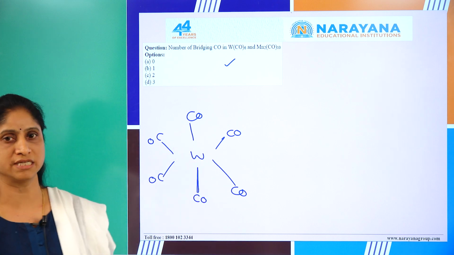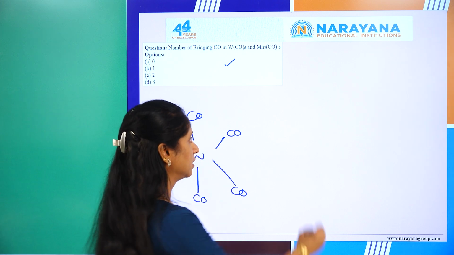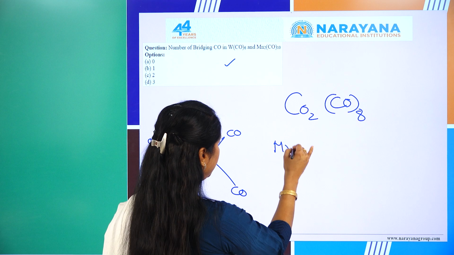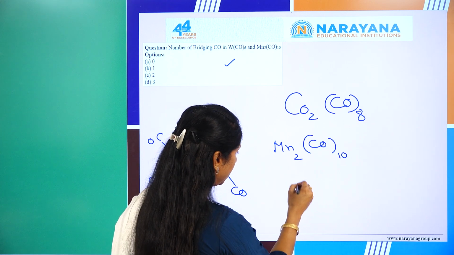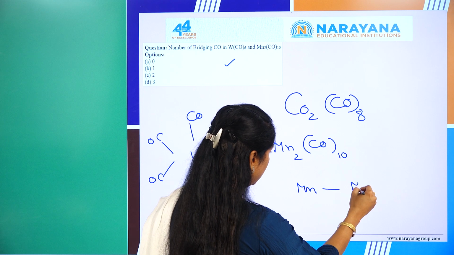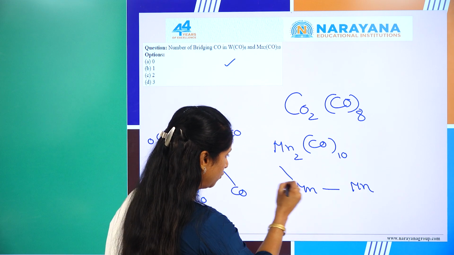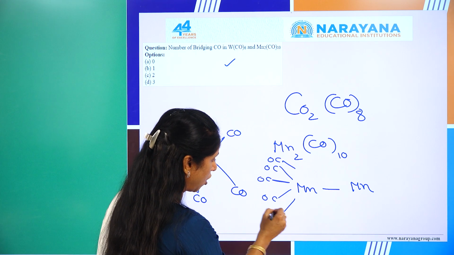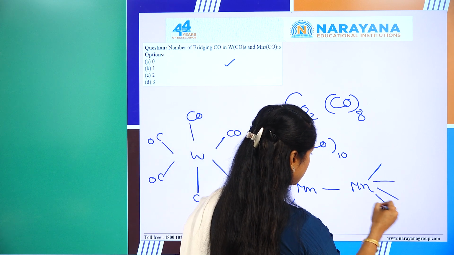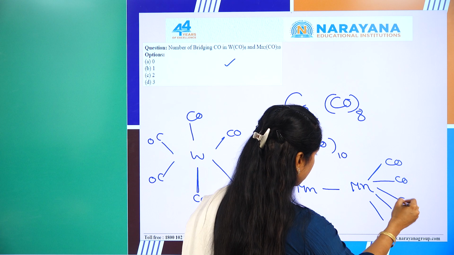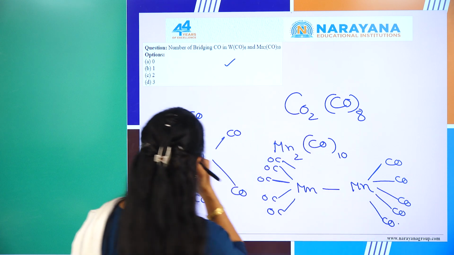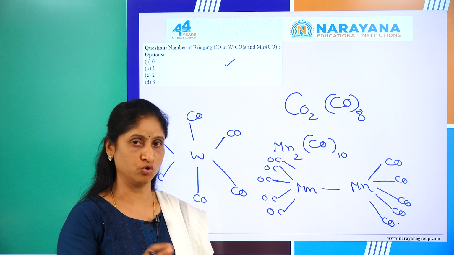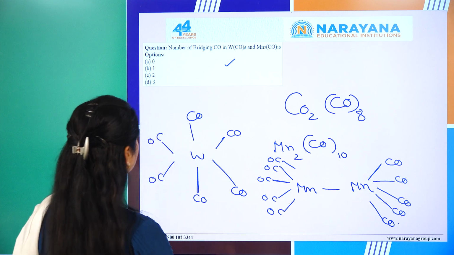Observe the second one, Mn2CO10. They have given 2 structures: Co2CO8, and another one, Mn2CO10, where there is no bridging, meaning no common ligands between manganese and manganese. Around each manganese, 5 carbon monoxide molecules are attached. No common bridging ligands are present here, as per the structure given clearly in NCERT also. Whereas in the case of Co2CO8 we can expect 2 bridging carbon monoxide, but here no bridged carbon monoxide are there.